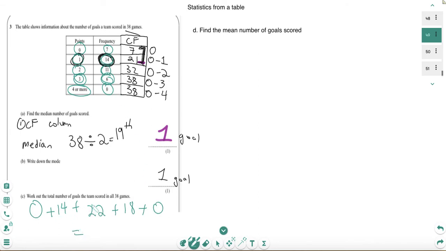And we add up all those values. So 14 plus 22 is 36. 36 plus 18 is 54. And that was the total number of goals scored. Next, find the mean number of goals scored. To find the mean, we're going to get this value.